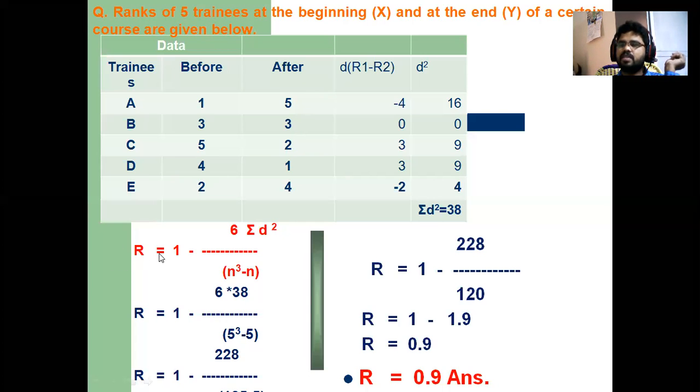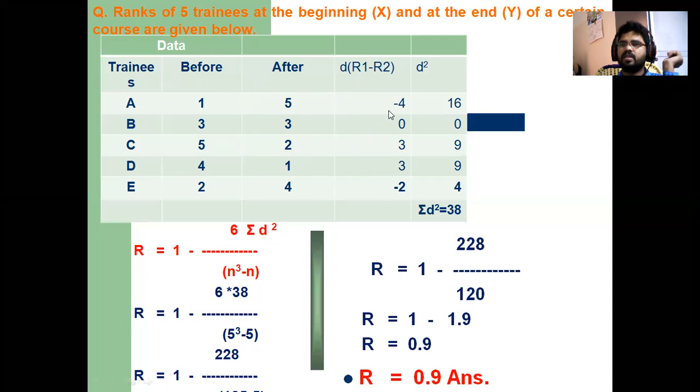Then I need to follow the same formula, that is, 1 minus 6 sigma d square by n into n square minus 1, which is the same as n cube minus n. After calculating the ranks, we need to find the difference d: 1 minus 5 is minus 4, 3 minus 3 is 0, 5 minus 2 is 3, 4 minus 1 is 3, and 2 minus 4 is minus 2.